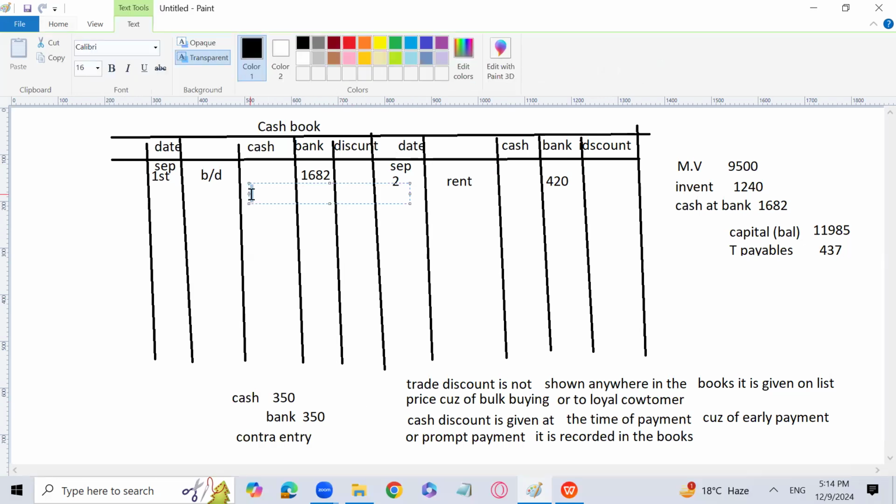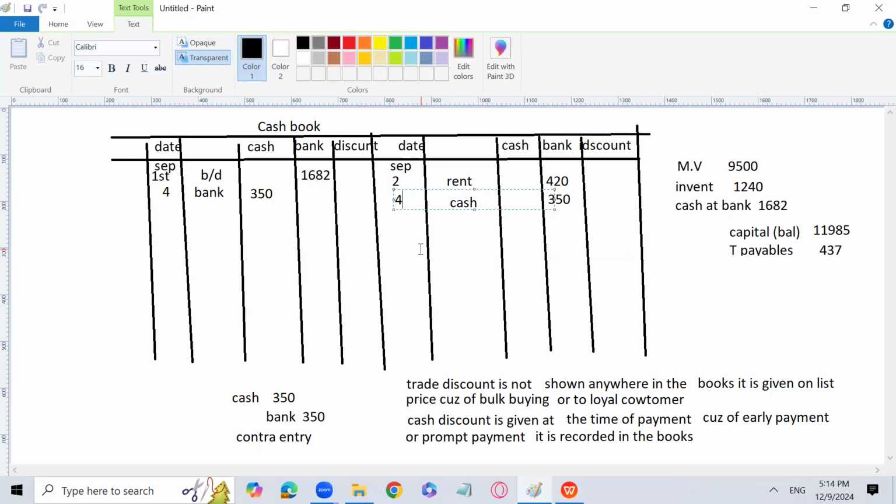So I will write the amount in the cash column, 350 because of bank. And bank is going to be credited by 350 because of cash on the same date. Although it comes on both sides, it will be the entry on the same date, which is September 4. So I will write 4 over here, and 4 over here also.